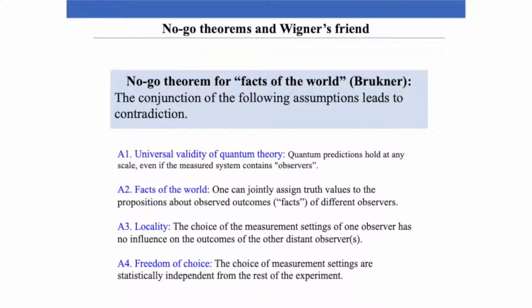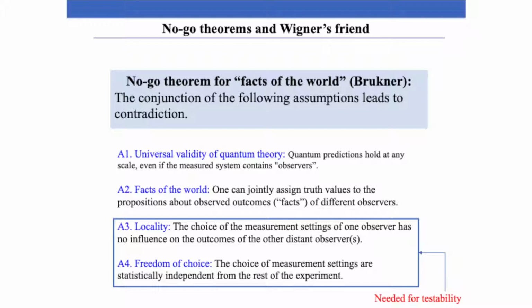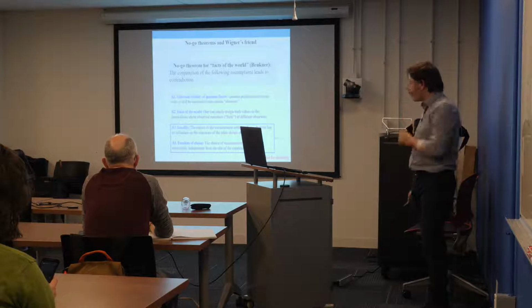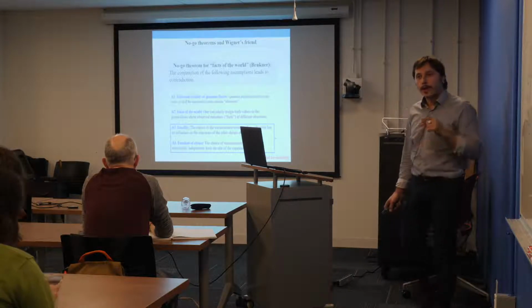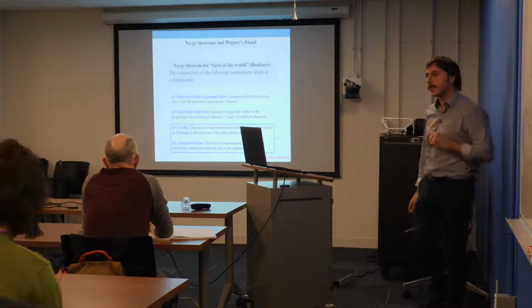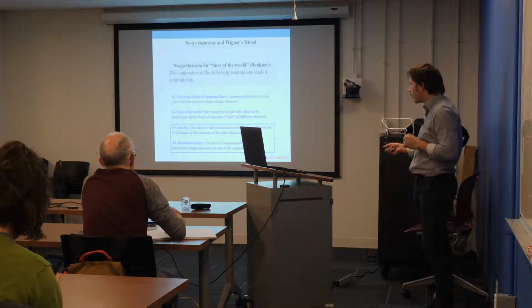This is the no-go theorem of Chaslav, so the no-go theorem for facts of the world, which is based on universality of quantum theory, facts of the world, locality, and freedom of choice. What I believe, and this came about yesterday during Chaslav's talk, is that locality and freedom of choice need to be added to the no-go theorem only for the empirical content. So only in the case that one actually wants to propose an actual way to test the no-go theorem, one has to add these other two.